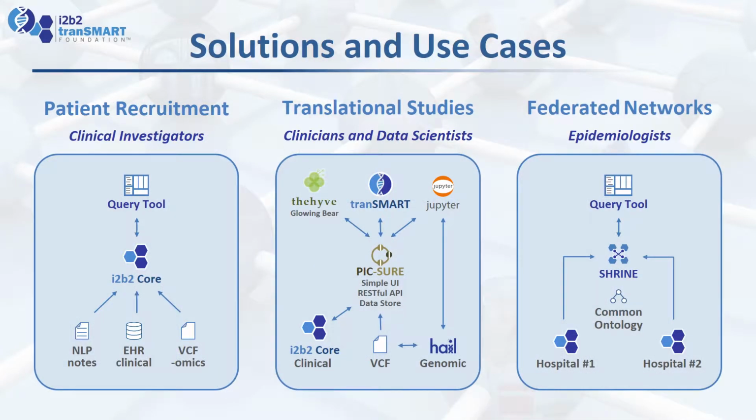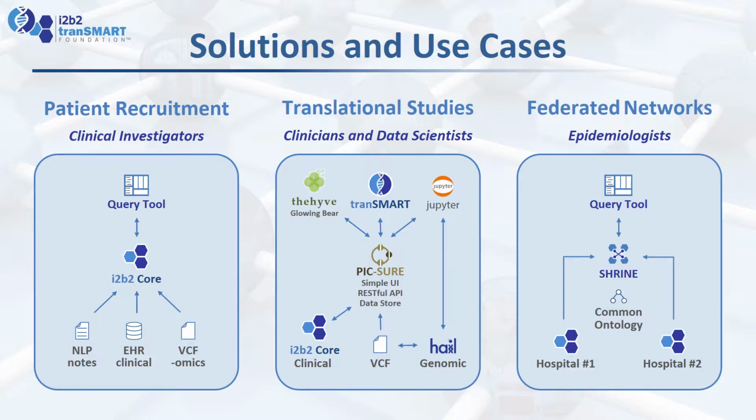The modular architecture of i2b2 tranSMART supports many use cases. For example, large hospitals and medical centers load data on millions of patients into i2b2 to evaluate clinical trial feasibility and to accelerate patient recruitment. Through a web-based query tool, investigators can define complex inclusion and exclusion criteria, apply temporal and value-based constraints, and access patient notes and biobank data.